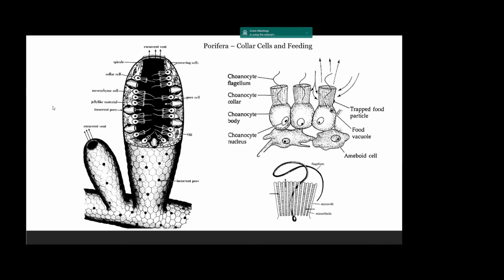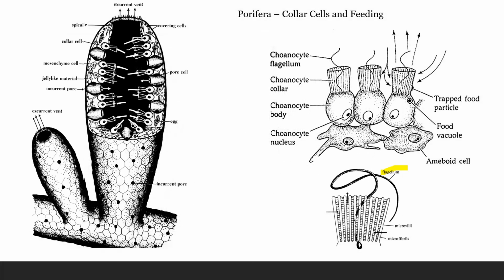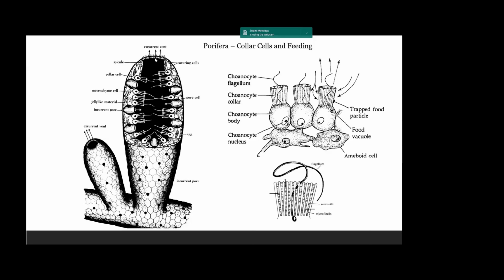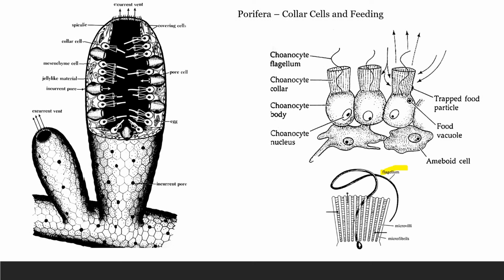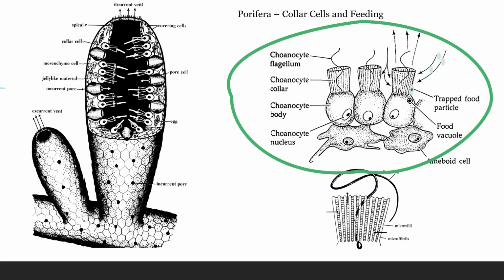So in order to feed, they have an incurrent pore where water goes into the animal, into this cavity called an atrium, and out through the excurrent pore, through that osculum. That's the one you see with the big hole. The way they get the water to move through, they have cells called collar cells or choanocytes that have a flagellum, this whip-like structure. And they can beat these flagella in a regular manner to cause a current to move from the incurrent pore into the atrium and out through the excurrent pore.